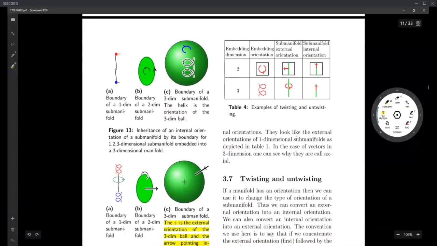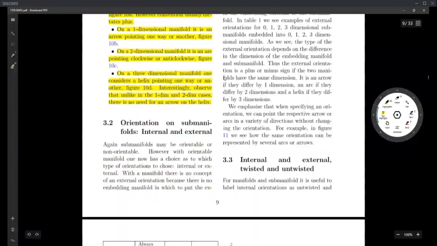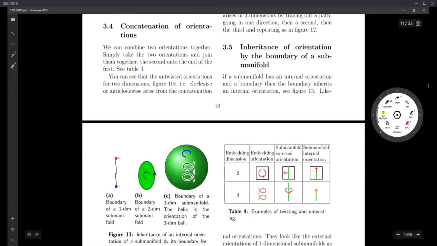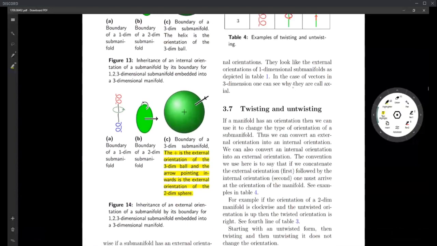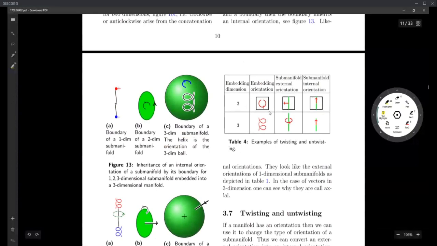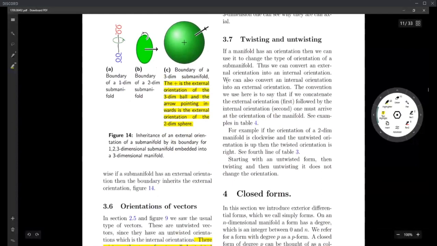They look like external orientations of one-dimensional manifolds as depicted in table one, which is right here, and follows the same convention, but we apply that to a vector rather than to a manifold. So twisting and untwisting will be what I cover last. If a manifold has an orientation, we can use it to change the type of orientation of a submanifold. So if the embedding orientation is this, we can use it to change the submanifold's external orientation. That twists it. We can also convert an internal orientation into an external orientation. So there's convertibility right here, twisting and untwisting. That's exactly what this is about.